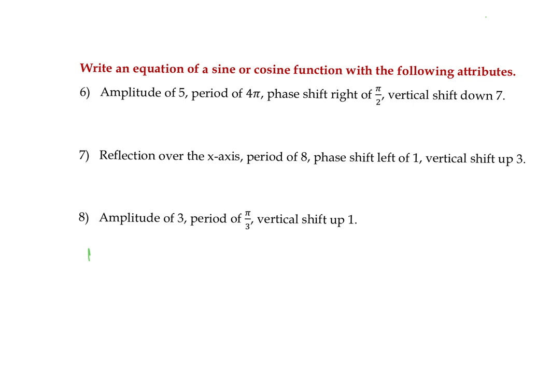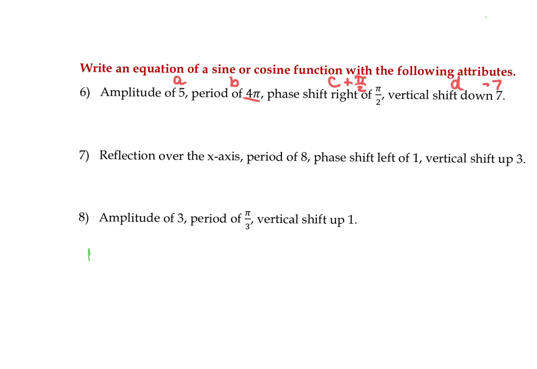Okay, so now we're going to take attributes and we're going to write the equation from what it's given to me. So amplitude is the a value. The period is where I'm going to get my b, but I've got to do a little math to find the b value. Shift right means I'm adding pi over 2, or it's a positive pi over 2, and that's my c value. And then down is a -7, and that's my d value.